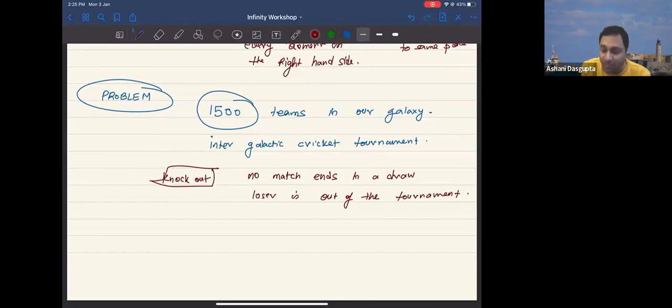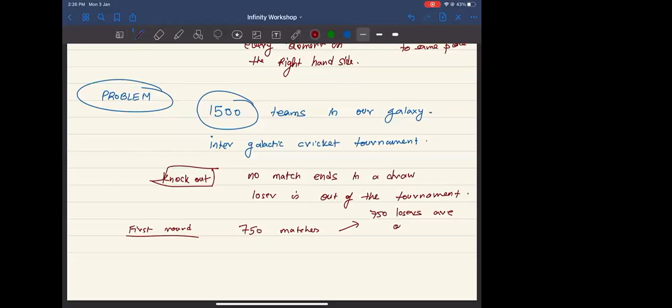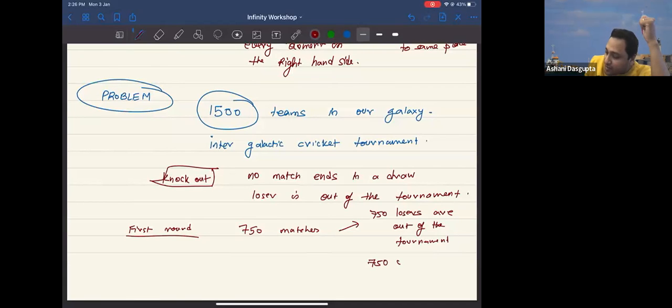It's a knockout tournament. So how do they play? Okay, maybe in the first round, there are 750 matches, right? It's because half of the teams play with the other half of the teams, and there are 750 matches that are being played in the first round. And then what happens? Well, 750 losers are out of the tournament. And 750 winners go to the second round.